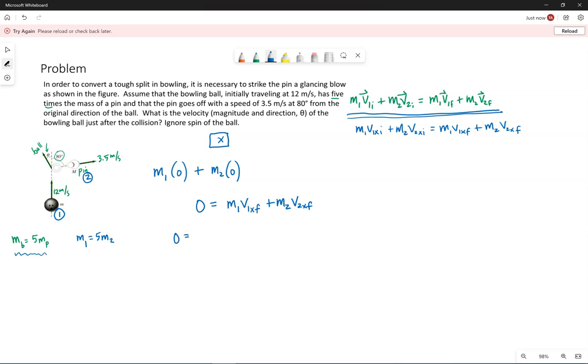All right, so in place of m1, I'm going to put 5 m2, so that I have m2 in here, and that will cancel. So having a relationship between the mass of the two objects, I can still solve the problem. So let's see, we're going to solve: 5 v1x final is going to be equal to negative v2x final.